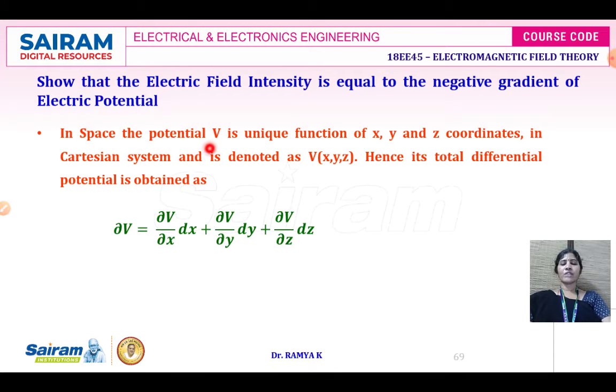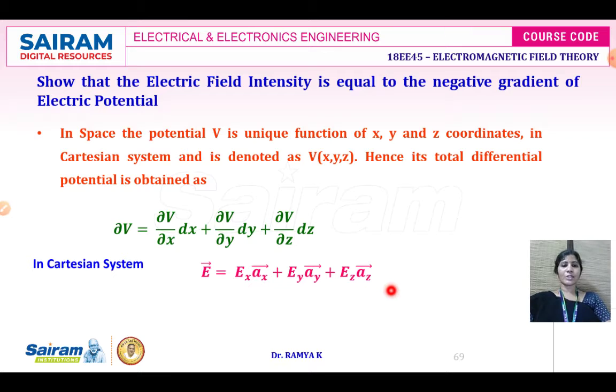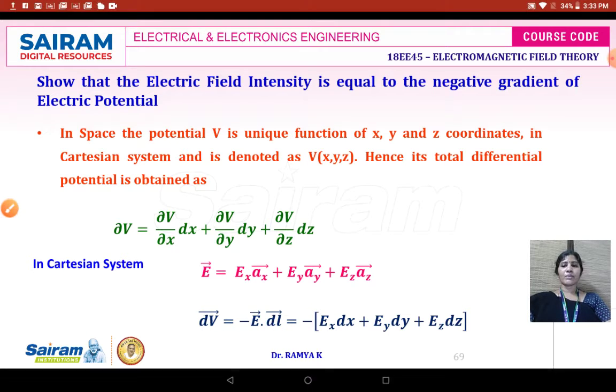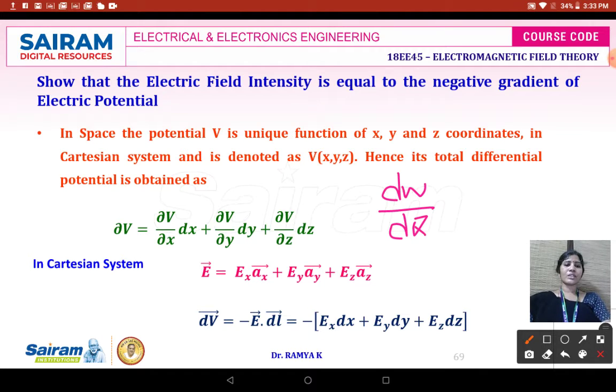As the potential V is a unique function of x, y, z, we are representing the differential potential dV with respect to x, y and z. In Cartesian system, the electric field intensity E is equal to Ex into Ax plus Ey into Ay plus Ez into Az. The value of dV is equal to minus E dot dl, because the potential formula dW divided by dQ is equal to dV, which is equal to minus E dot dl.